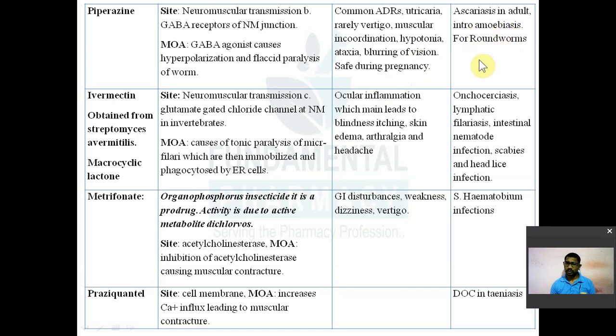enteroamoebiasis उसमें भी यूज करते हैं. Then it is also used for the roundworms. उसमें इतना ही important है. उसका maximum क्या important है? Mechanism of action. Then next drug is ivermectin.